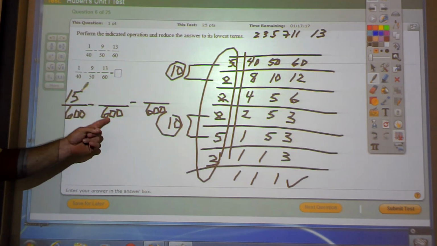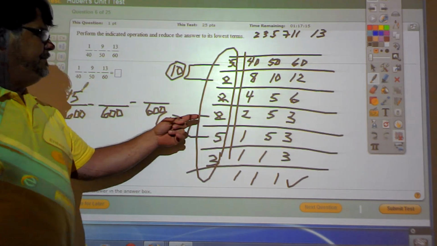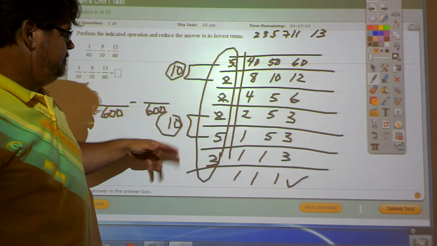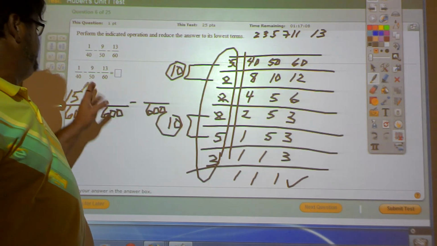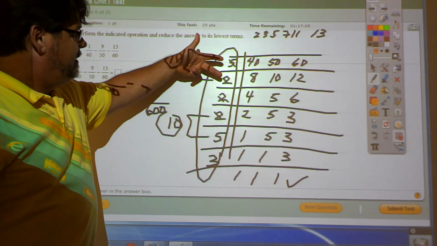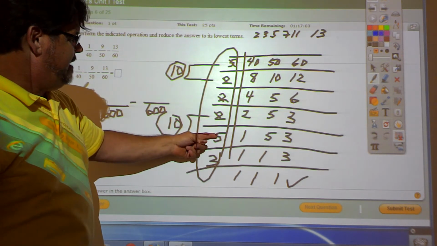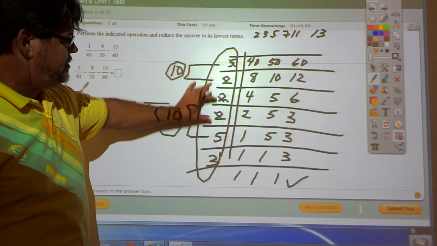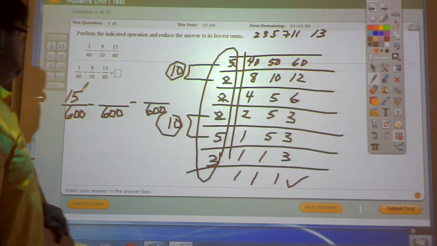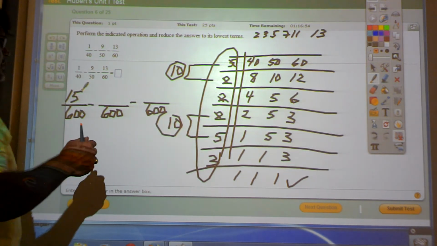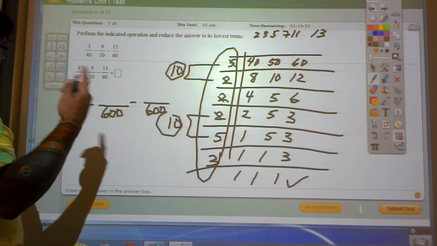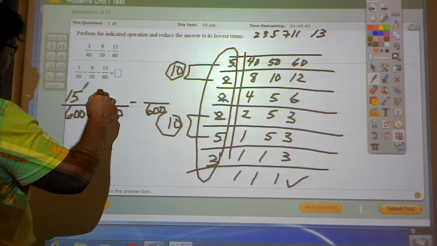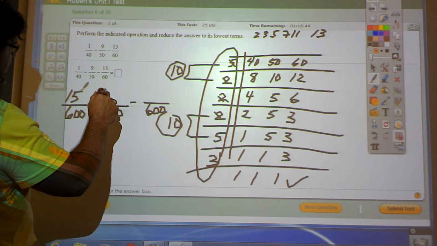How many times will 50 go into 600? We'll go over here and knock out 50. I'm sorry, 50. 5 times 10, and that leaves what? 2 times 2 times 3, which is 12. So that's 12 times 9. 12 times 9 is what? 98 or 108? Somebody help me out. 108.